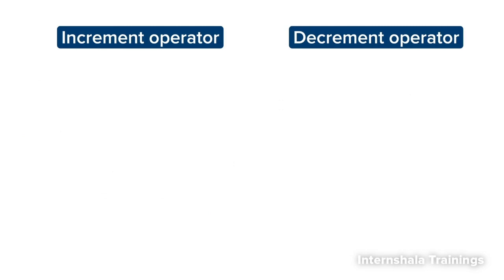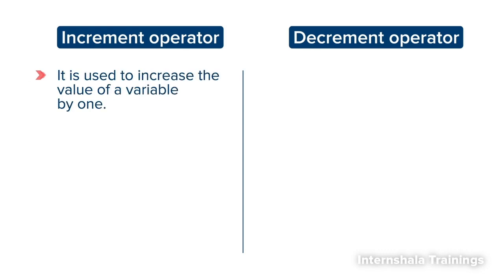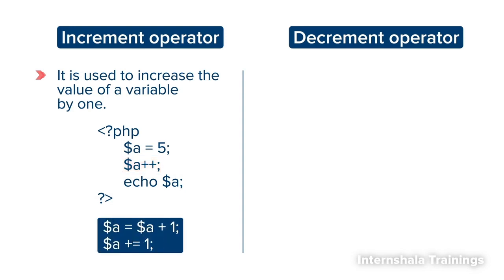Next, we will discuss the third type of operators, that is increment and decrement operators. Increment operator is used to increase the value of a variable by 1. To use an increment operator, we use 2 times plus sign after the variable, like in this code. Here, initially the variable a has been assigned a value of 5. But in the next line, we use the increment operator. This will increase the value of a variable by 1 from 5 to 6. This statement is also equivalent to this or this statement. But this statement is widely used as it is compact and easy to use.